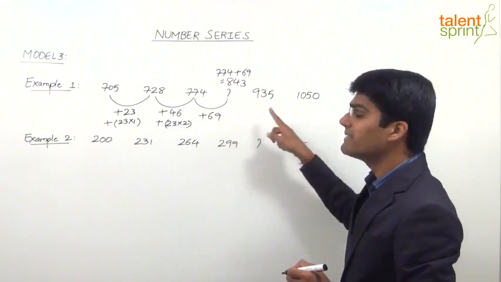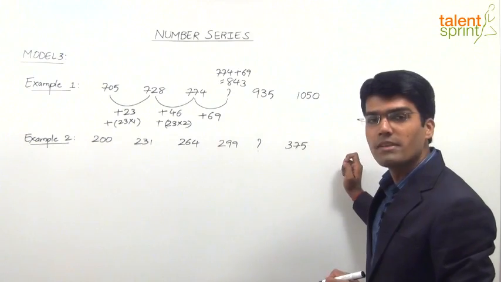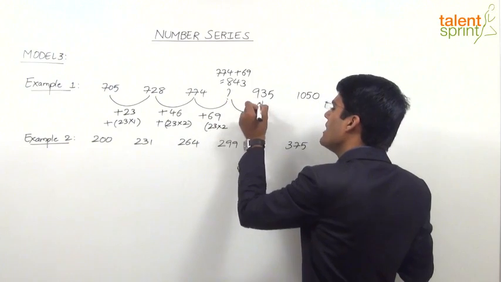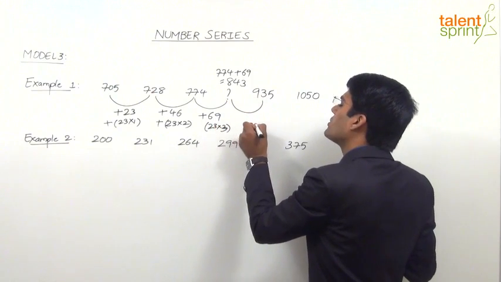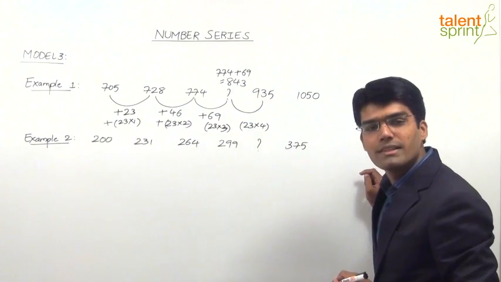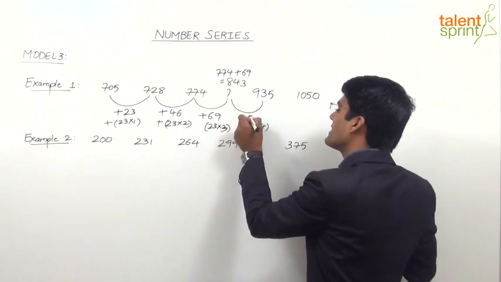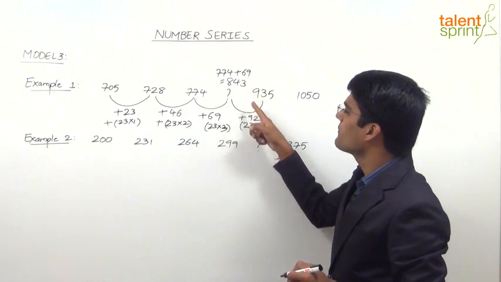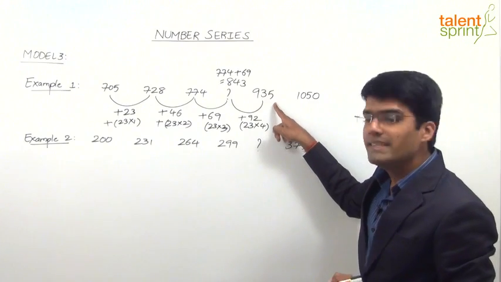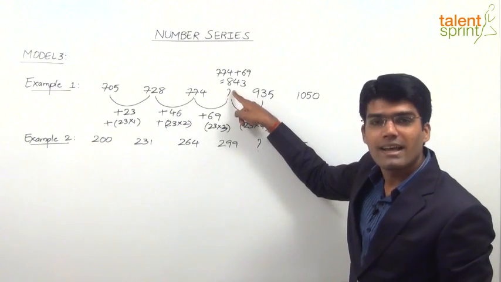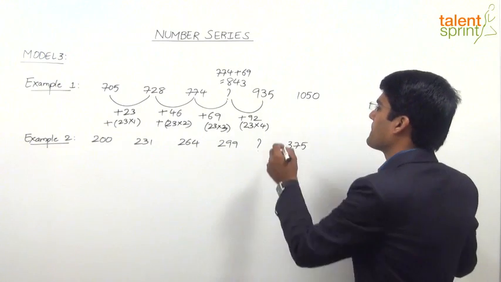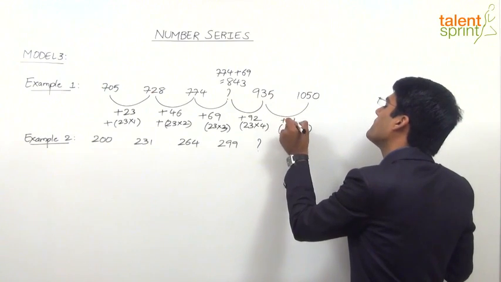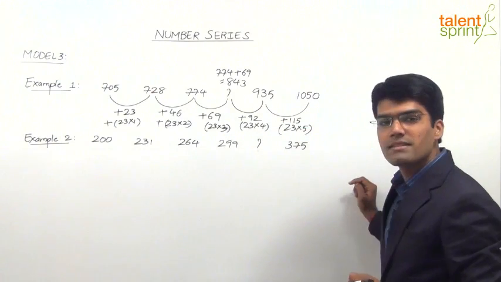Now let us go ahead with the series and check if 935 and 1050 are obtained as per the pattern or not. Now if this is 23 into 3, the next one has to be 23 into 4. 23 into 4 is equal to 92. So let us take plus 92 and see if it balances or not. 843 plus 92 is 935. Hence, this is the correct answer. We can also check with the next term. That is nothing but 23 into 5. 23 into 5 is nothing but 115. And 935 plus 115 gives us 1050.